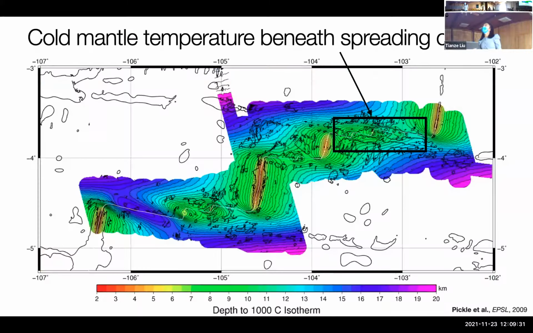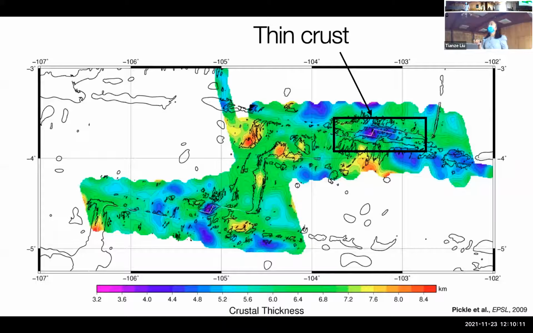So besides the topography anomaly, the Quebrada transform fault has other atypical features as well. This map shows you the depth to the 1,000-degree isotherm along the 3 transform systems, and compared to the other ridges, under Quebrada the 1,000-degree isotherm is fairly deep, indicating cold temperature beneath Quebrada. Moreover, Quebrada is characterized by thin crust with only about 4 kilometers thickness, compared to other ridges, which are usually about 6 kilometers or higher. This is a very thin crustal thickness.